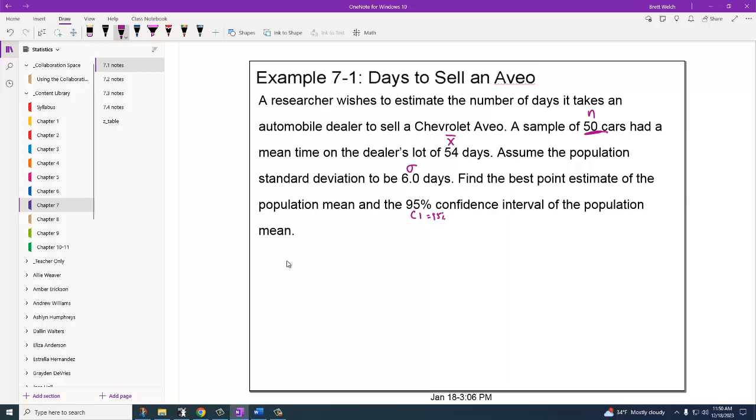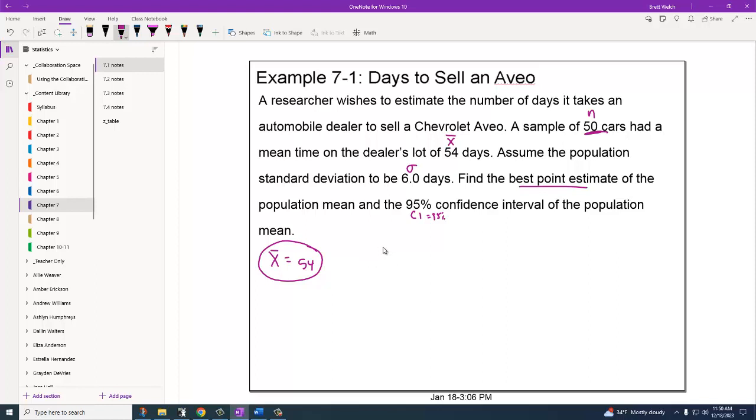So a couple of things. We start out using our formula. It says first, find the best point estimate. The best point estimate is the sample mean, which is 54. That's our best individual estimate, but we're going to create an interval from that.